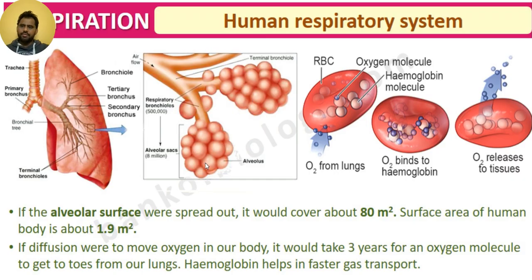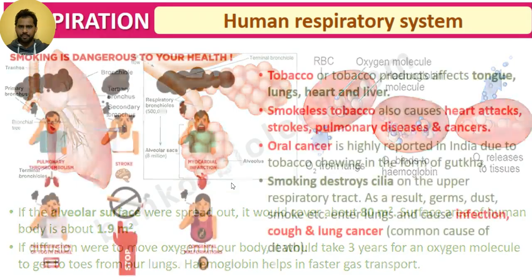Okay. If diffusion were to move oxygen in our body, it would take 3 years for an oxygen molecule to get to toes from our lungs. So hemoglobin helps in faster gas transport. This is the reason why diffusion is not sufficient for multicellular organisms like human beings, because if we had to rely on diffusion alone, it would take us 3 years for the oxygen molecule to get to toes from our lungs. So hemoglobin is a faster gas transport mechanism.